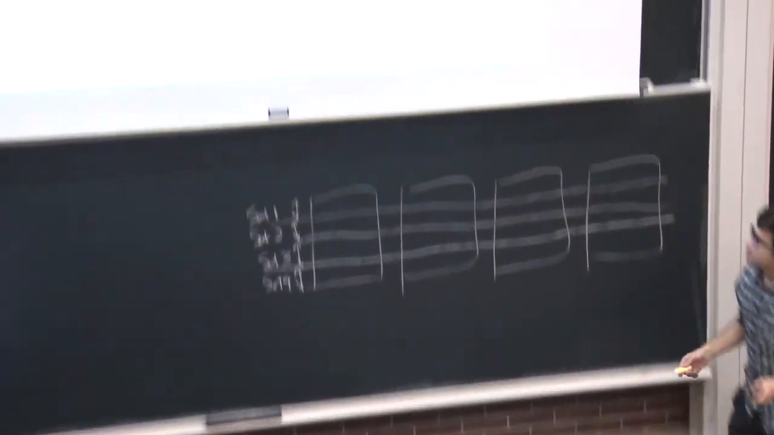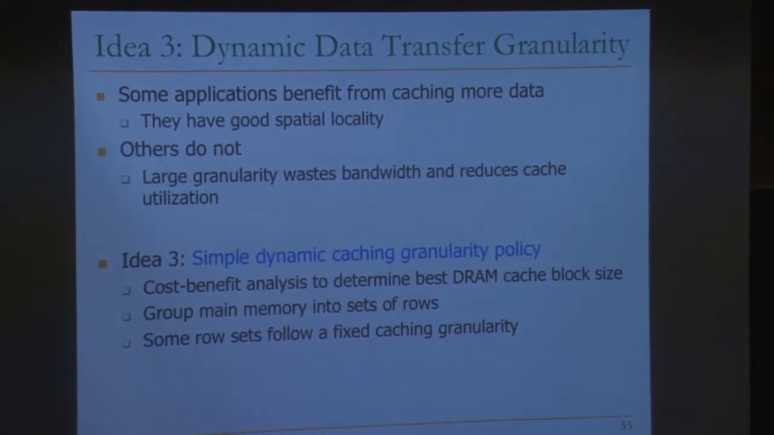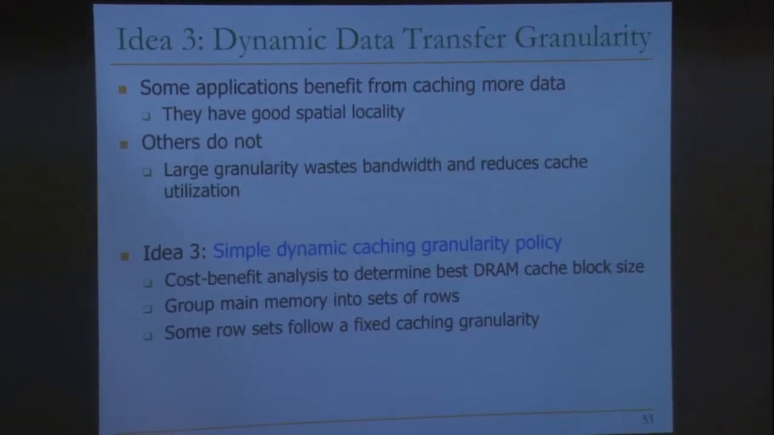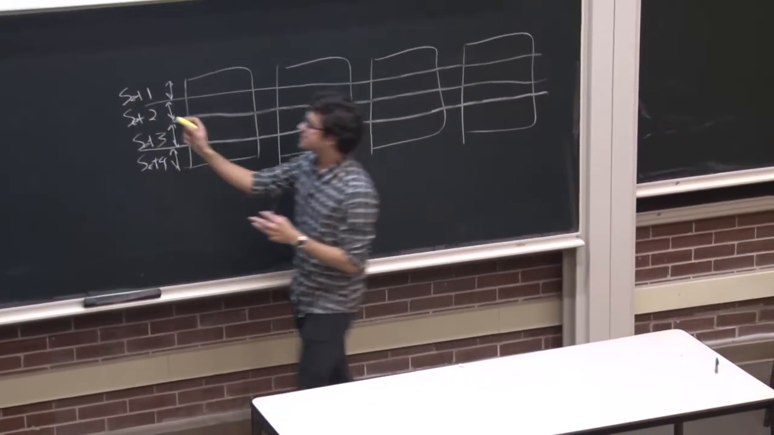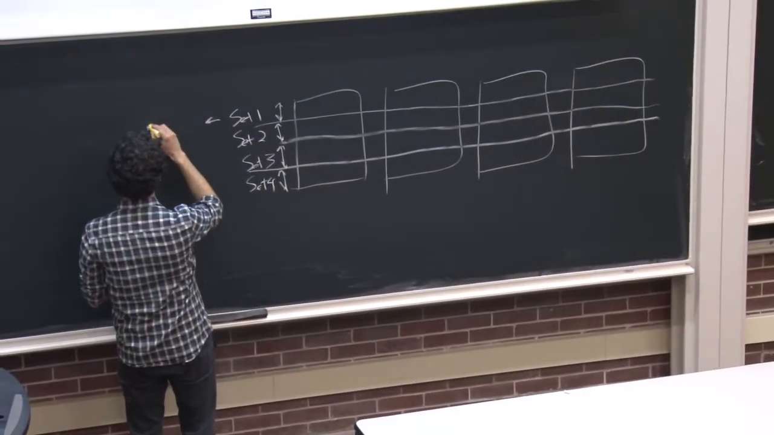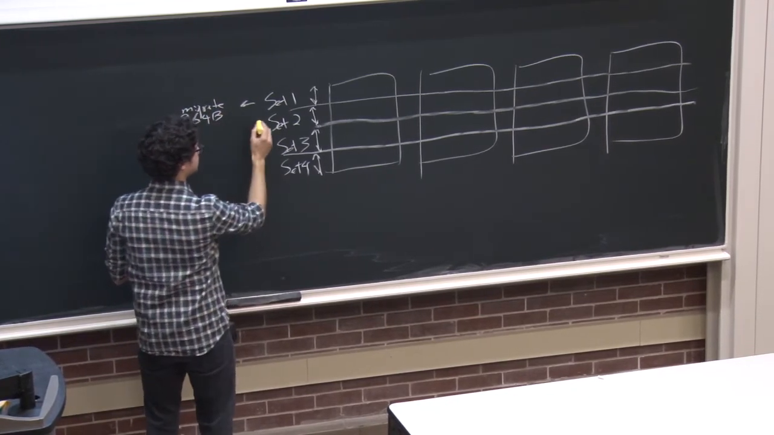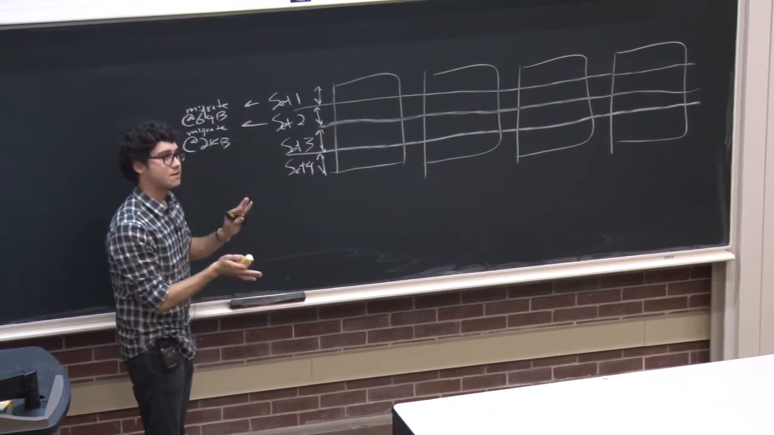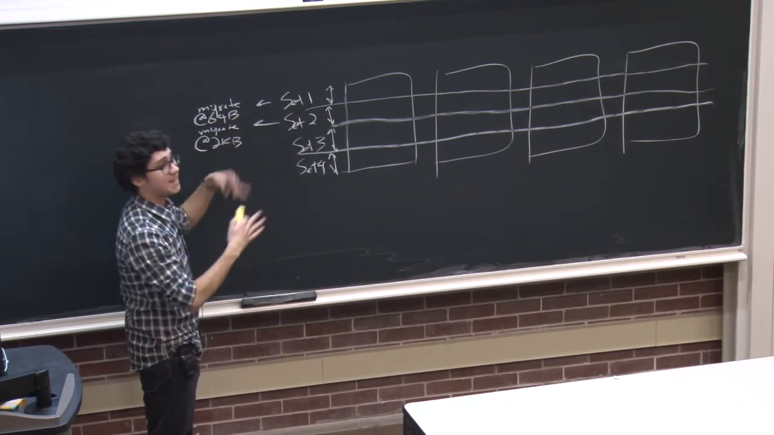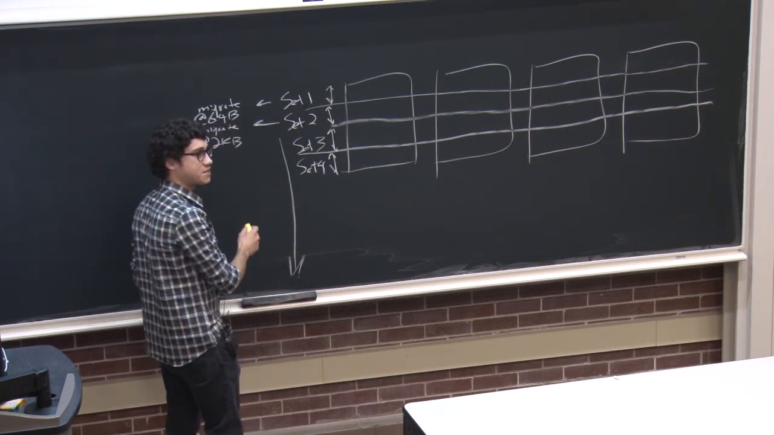What we can do is follow a fixed granularity for certain of these sets. Let's call them tester sets. These are just sets where, let's say, set 1 migrates at 64 bytes and set 2 migrates at 2 kilobytes. So we have a couple of sets that we put aside, and we're just going to do these blindly, essentially. And then all the rest of the sets in main memory, we can actually control.